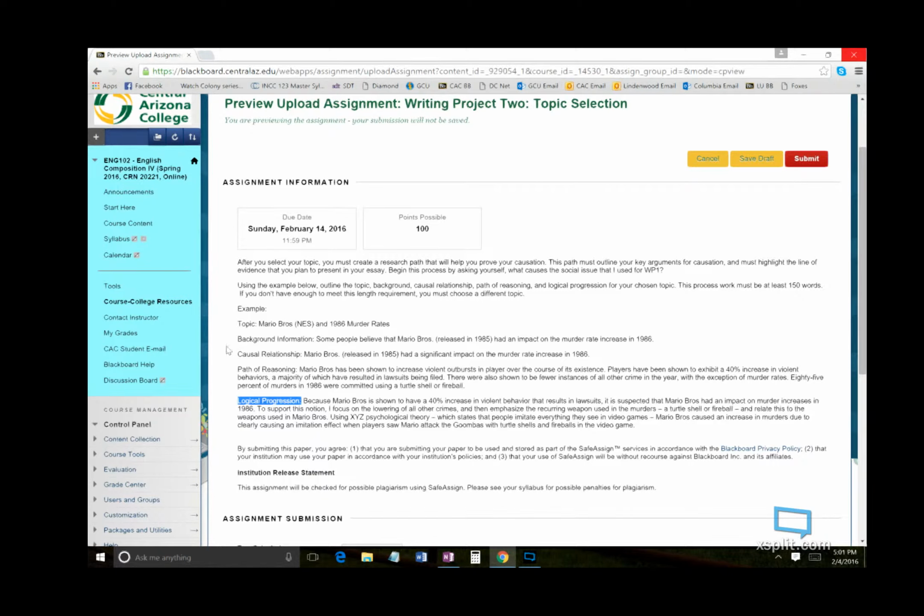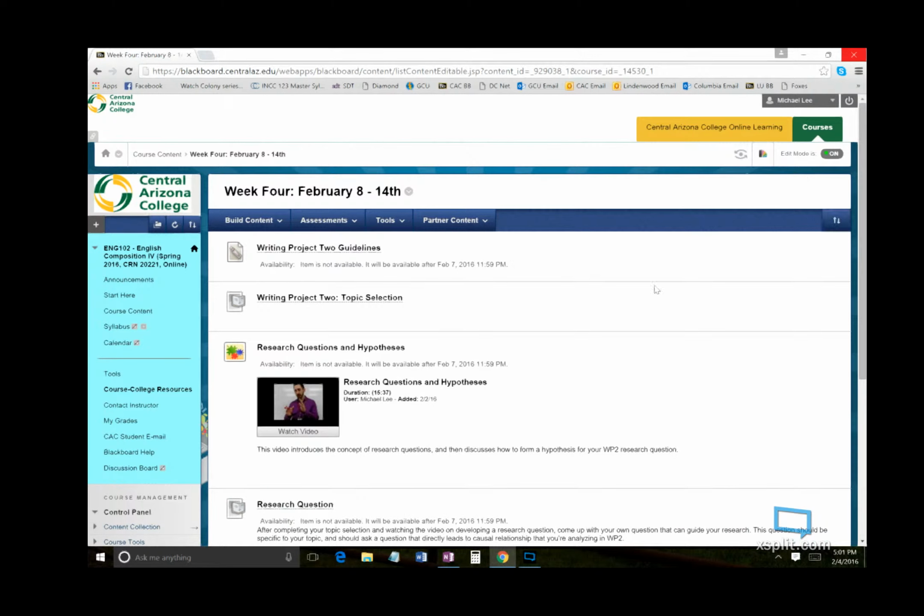So real quick again, topic is what two things are you looking at? What event and what cause are you looking at? The background information is, in one sentence, what do you believe? Causal relationship, which one causes the other? Path of reasoning, why do you think one causes the other? And then logical progression, what data do you have to back up your claim? Okay, so that is the topic selection homework. There are 3 pieces of homework this week. The first one is the Writing Project 2 topic selection. That's what I just went over.